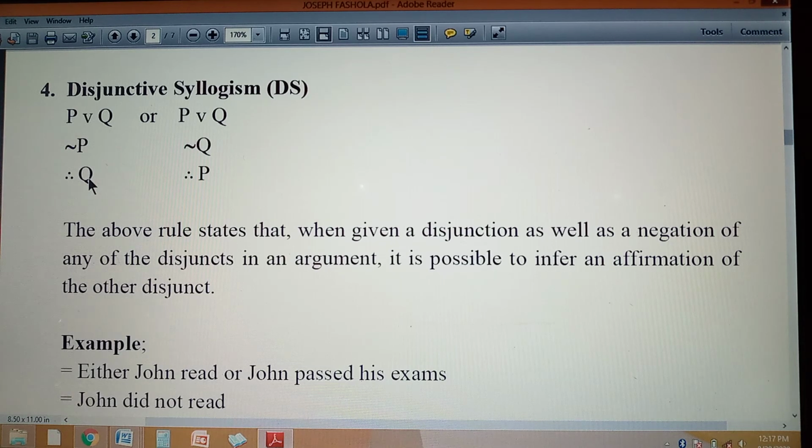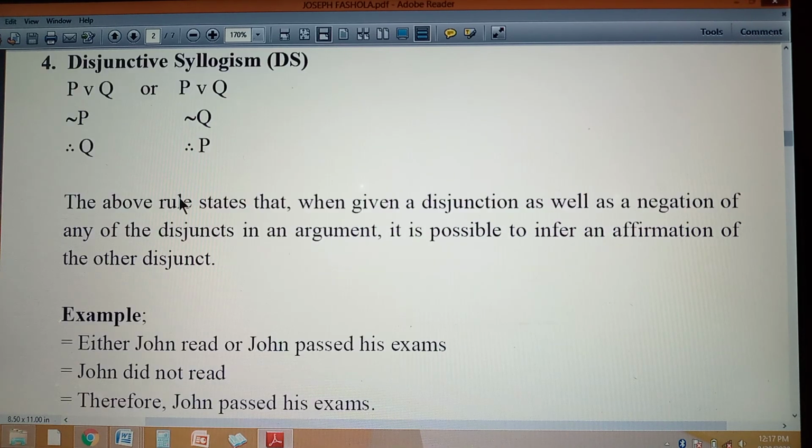Your conclusion must be affirmative. And then you must have a negation of any of the disjuncts before you can draw that affirmation. So either this or this. It is not P, therefore Q. If it is either this or this and it is not this one, then it's this. If it is either P or Q and it is not Q, then it's P.